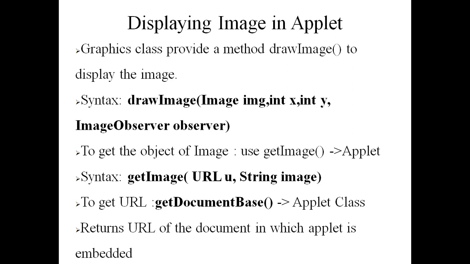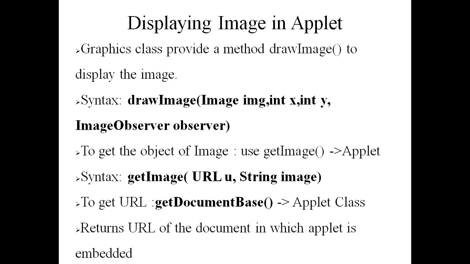Now the syntax of drawImage: drawImage takes 4 parameters: the object of Image class, x and y coordinates, then the object of ImageObserver class. So these are the 4 parameters in drawImage. Now the first parameter, how to get the object of Image class? To get the object of Image class, we can use the getImage method of the Applet class. So there is a method called getImage, which is defined by the Applet class.